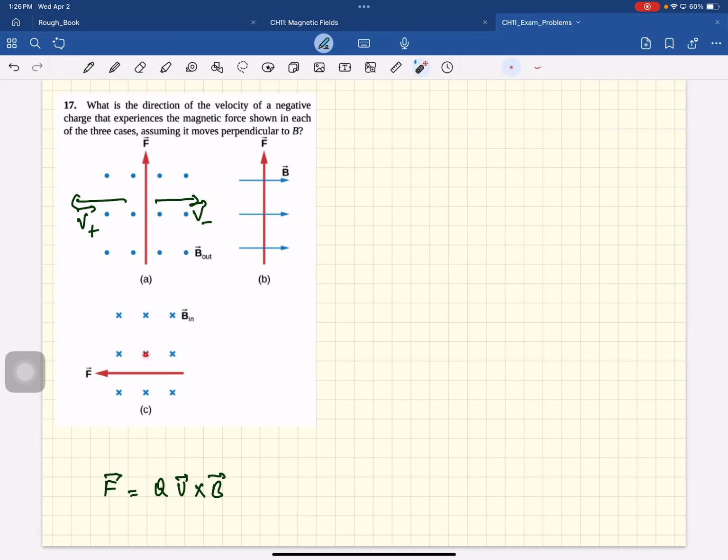So the magnetic field is into the sheet, and the force needs to be in this direction. So the velocity, for a positive charge, needs to be in that direction. Okay, so a negative charge will have to move in the opposite direction to have the same force. The best thing to do is turn a screw from V to B, and that's the best way to figure it out.